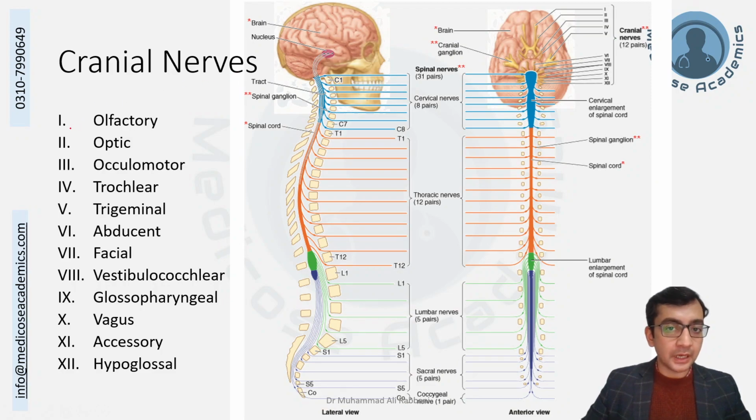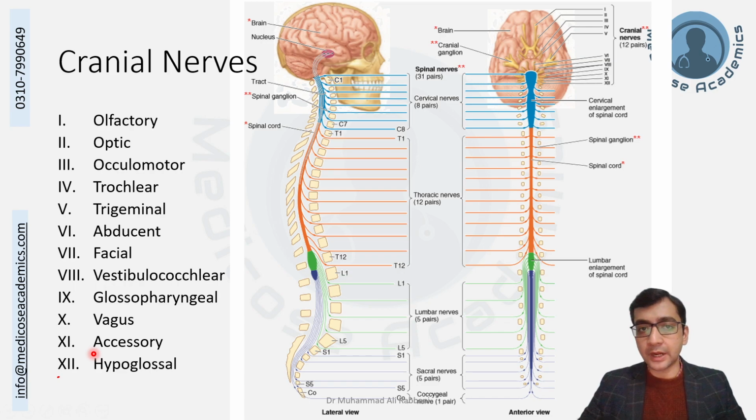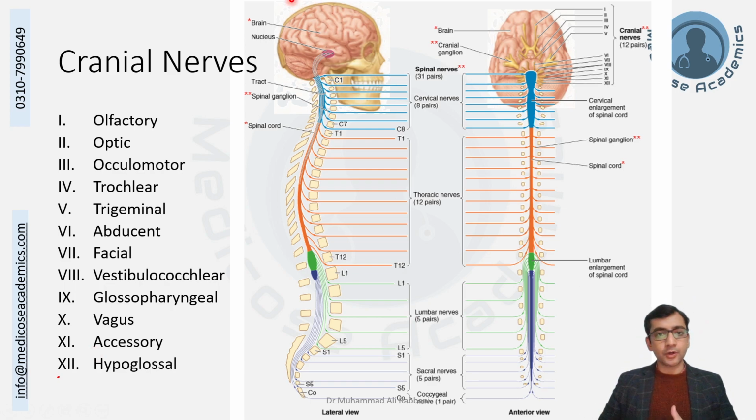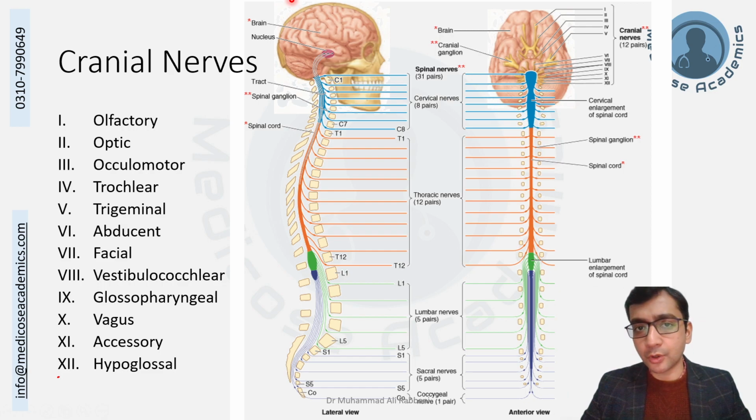Cranial nerves are named according to the number. They are 12, so they are named 1 to 12, and they are written as Roman numerals. As you go along, you will be exposed to them more and more as you advance in your courses, and you have to remember their names also. The olfactory nerve, optic nerve, oculomotor, trochlear, trigeminal, abducent, facial, vestibulocochlear, glossopharyngeal, vagus, accessory, and hypoglossal nerves.